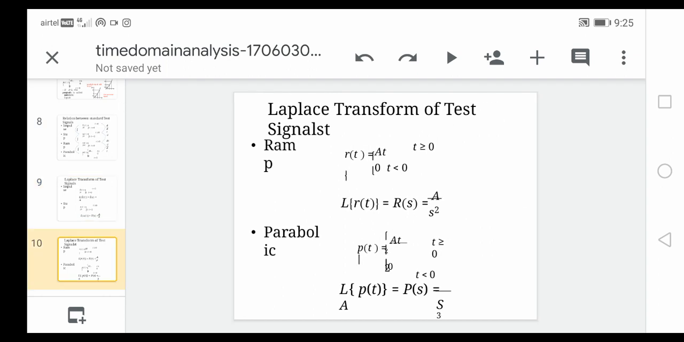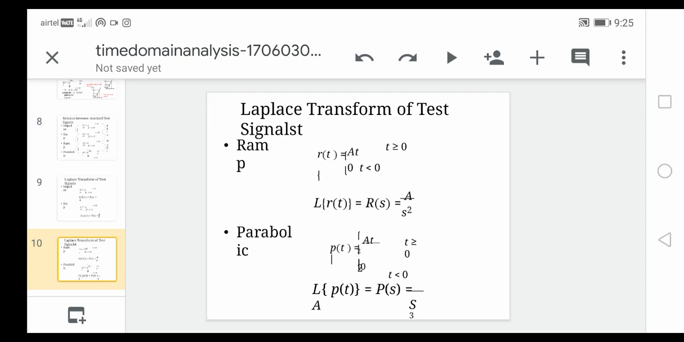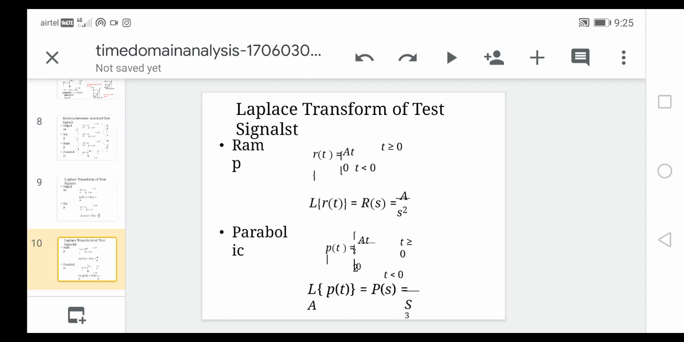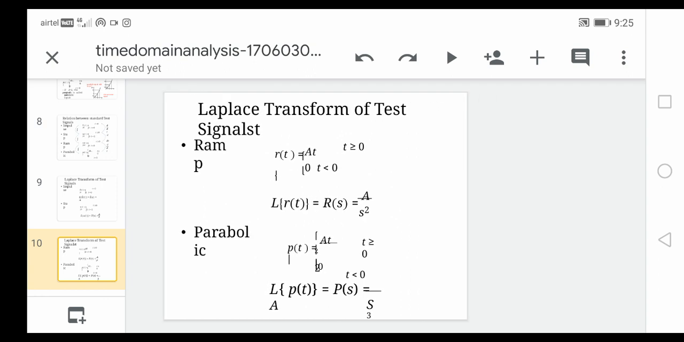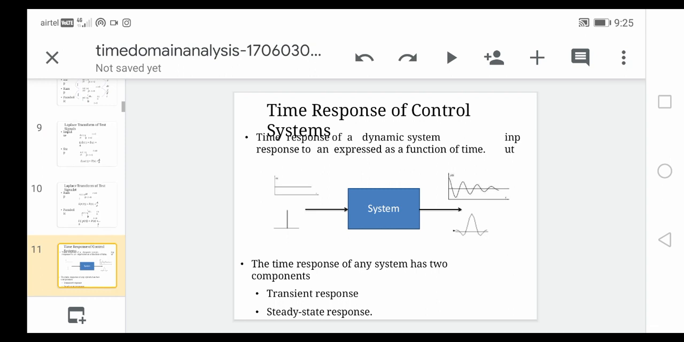The Laplace transform of the test signal for a ramp is A by s squared, and the Laplace transform of a parabolic signal, that means At squared by 2, is nothing but A by s cubed. Now here we are looking at the time response of a control system. The time response of a dynamic system is nothing but the output response as a function of time.